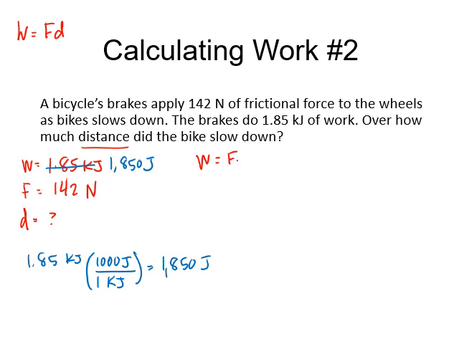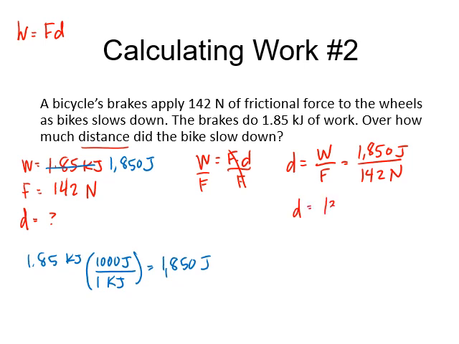Work equals force times distance. We need to get distance on a side by itself, so we're going to divide both sides by force. This gives us distance equals work divided by force. So the work is 1,850 joules divided by 142 newtons. This is going to give us a distance of 13.02 meters.